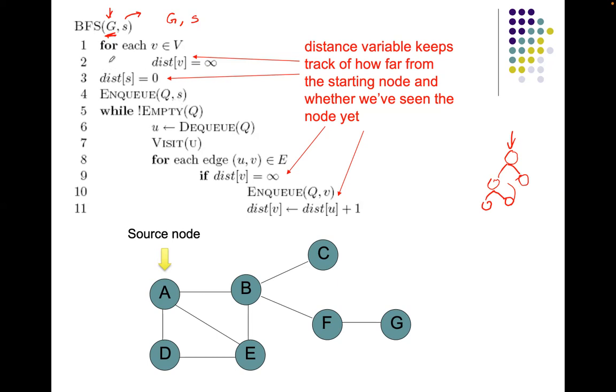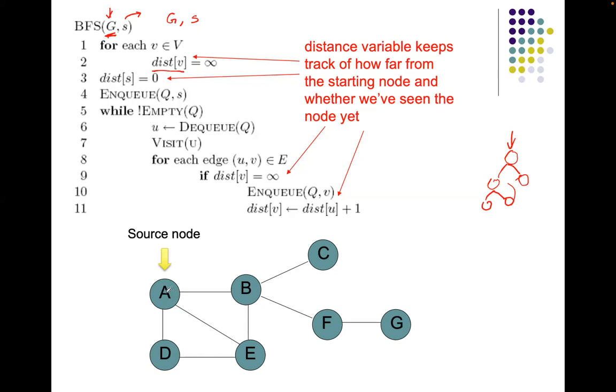Initially we're going to initialize a distance variable. This distance variable will keep track of how far each node is from the starting node and whether we have seen the node yet. The BFS algorithm, starting from the source node, will give us the idea of how far each node is from the starting node. For example, node C has a distance of 2 from node A.